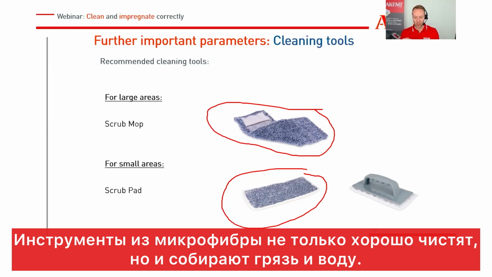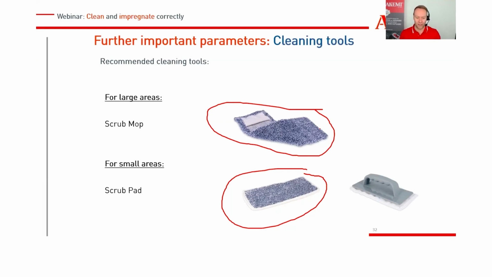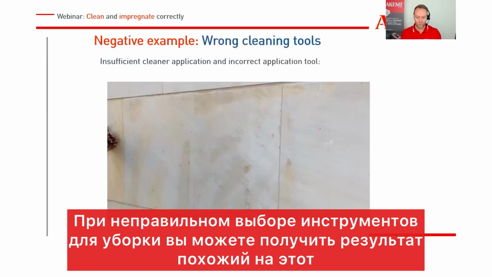And with this combination, the microfiber mop brings a lot of cleaner and water on the surface. And with this nylon pad, you really scrub it. And with this microfiber cloth, you also absorb the dirt. It is a very effective way of cleaning. Because if you're not using something like that, you can have results like this.